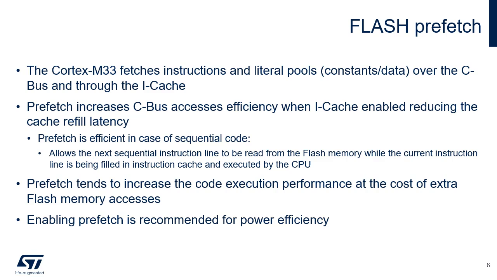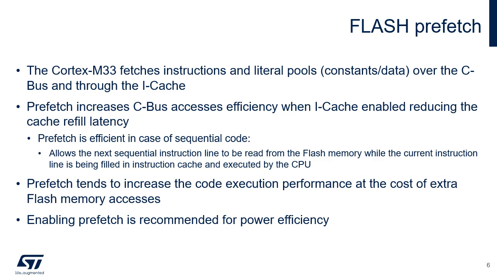Prefetch in the flash memory allows the next sequential instruction line to be read from the flash memory while the current instruction line is being filled in instruction cache and executed by the CPU. Prefetch is enabled by setting the PRFTEN bit in the flash access control register. It must be set only if at least one wait state is needed to access the flash memory.